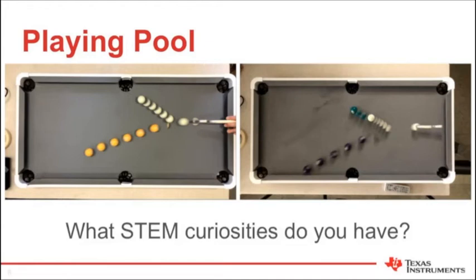So if all you have is an app on a cell phone and a 4-foot pool table, what STEM curiosities do you have? I'm going to pause. I'm going to do the 30-second thing. Go wild with this, everybody. Think about your geometry self. Think about your physics self. And then in about 30 seconds, we'll check out everybody's comments.